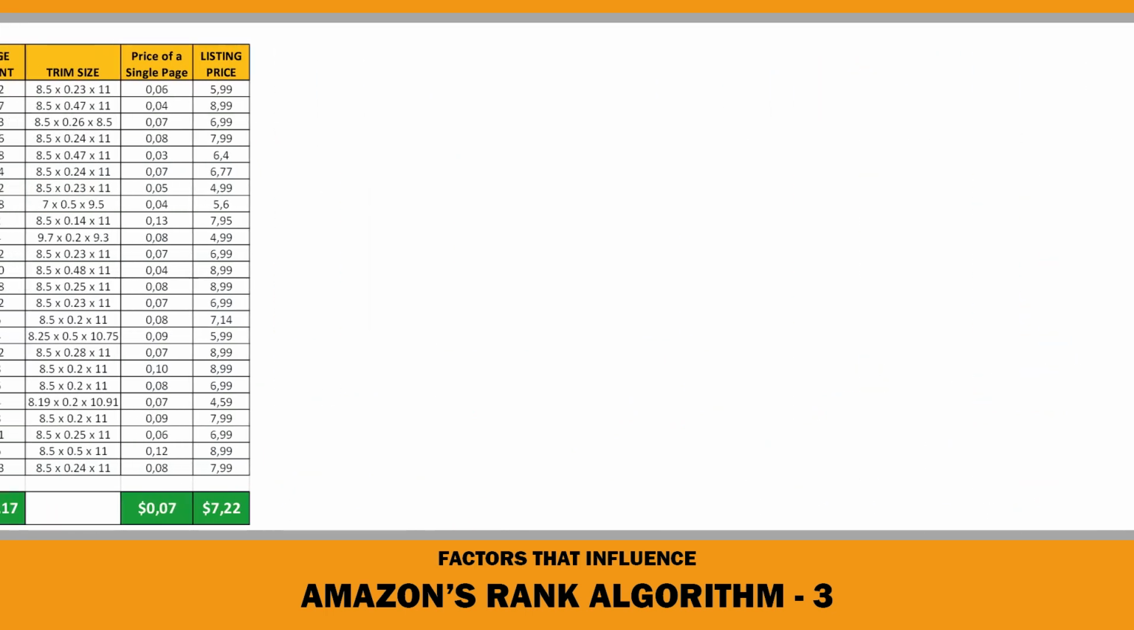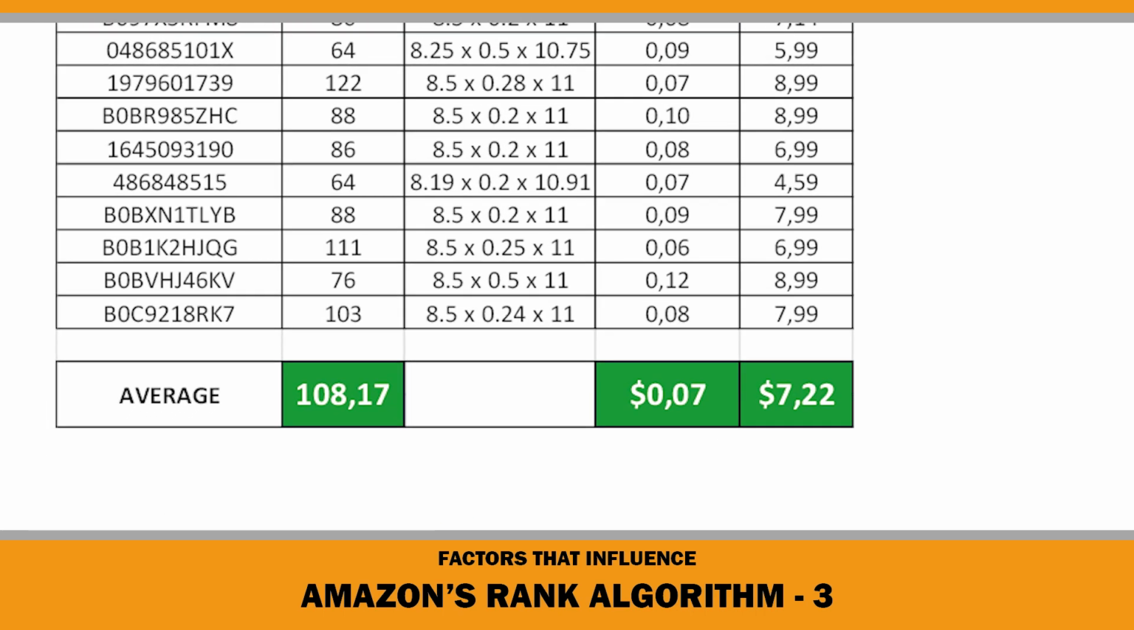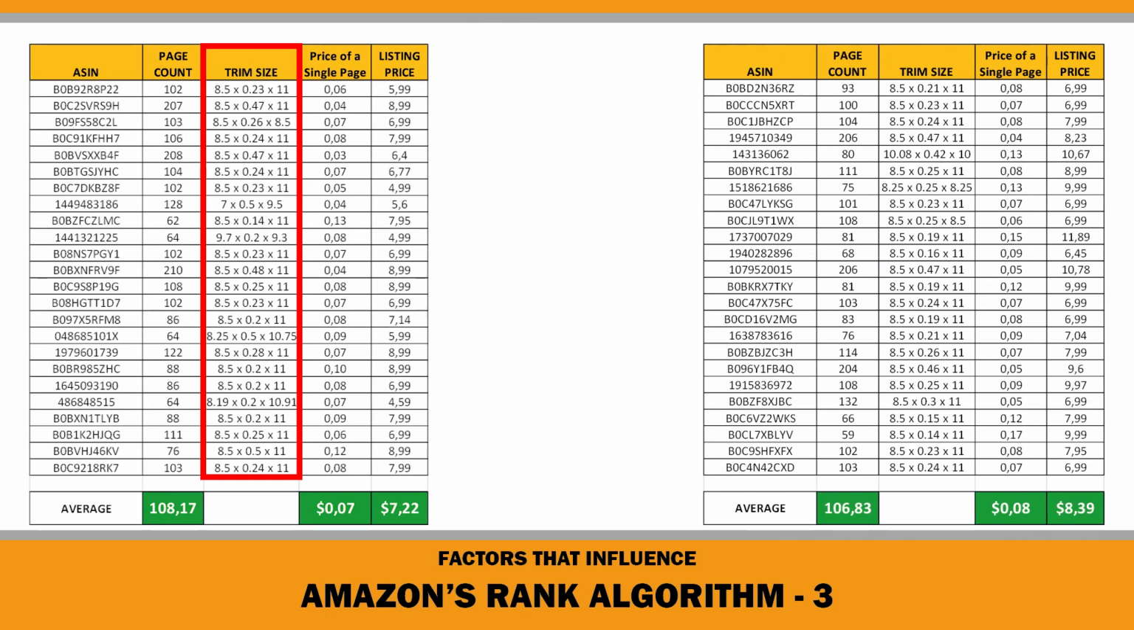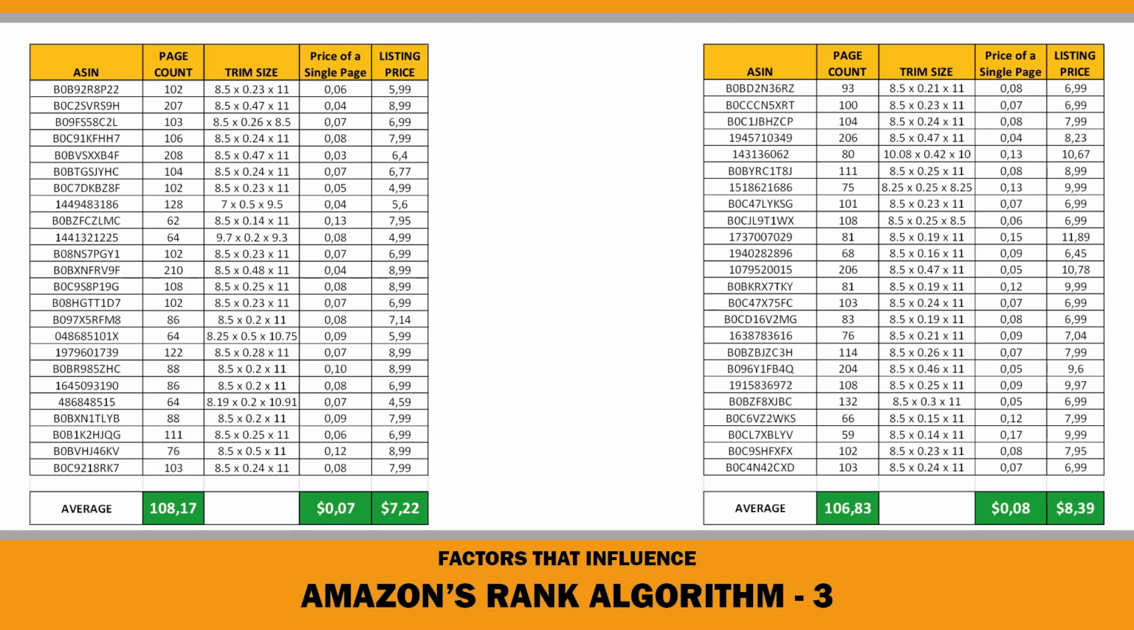If we compare the average book prices on the first and second page of the search results, on the first page, the average book price is $7.22. The average page count is 108 pages, and most of the books are 8.5 by 11 inches. On the second page, the average book price is $8.39 and the average page count is close to 107 pages, almost similar to the first page. Like on the first page, most of the books are 8.5 by 11 inches.